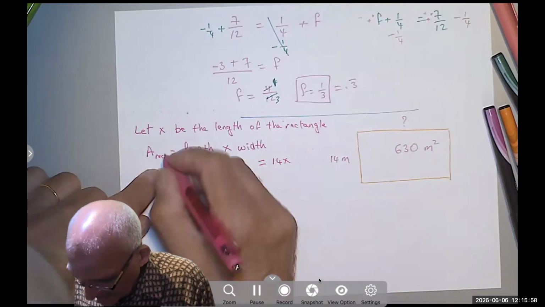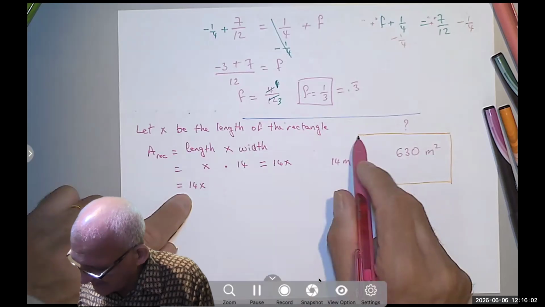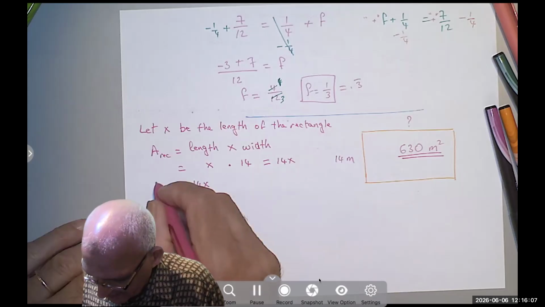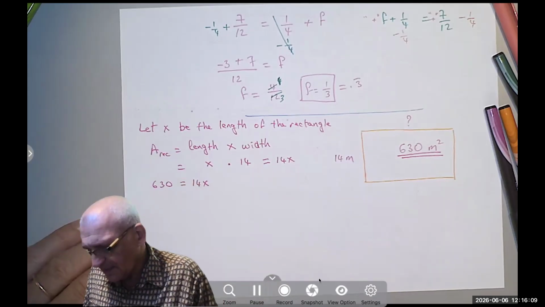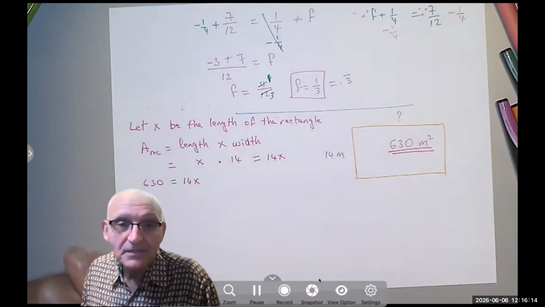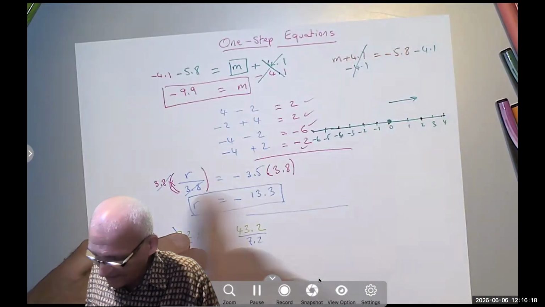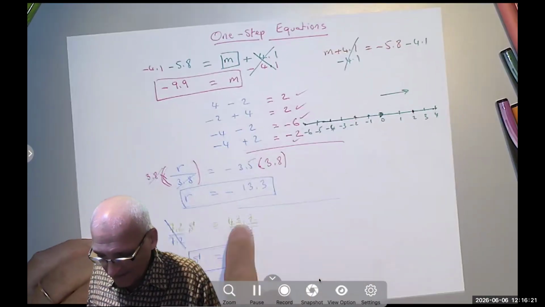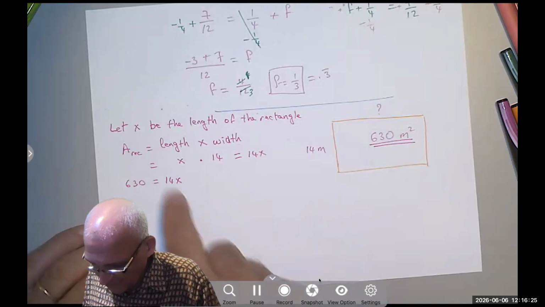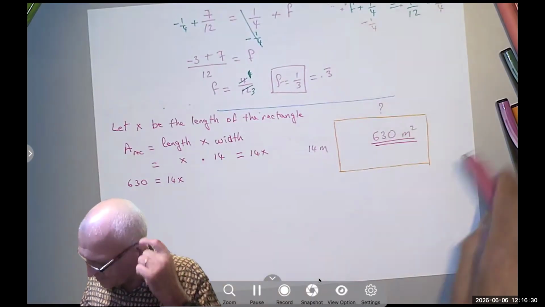But the problem is telling me that's the area of a rectangle, and the area of the rectangle is given to me as 630. So instead of area of a rectangle, I write 630. Okay, so now 14x equals 630. I made it a very simple problem.